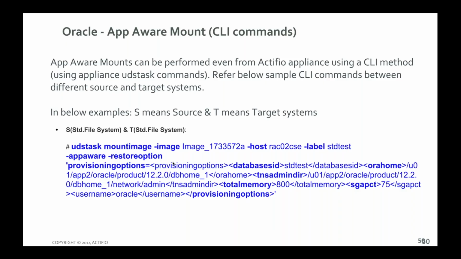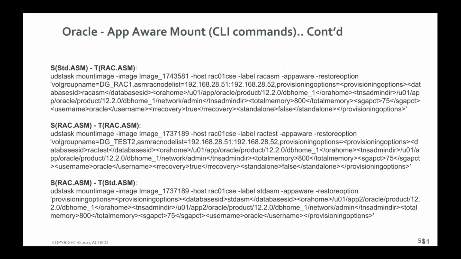On the next slide, you can see a couple more examples of how to create this app aware mount for different databases. Here S is nothing but source and T is nothing but target. Your source is running on standard ASM, but you want to create an app aware mount copy on RAC ASM. You have multiple nodes, and you can see here in the CLI option ASM RAC node list, and we are providing it. And if you want to create a specific group name, you can give this group name. If you are not specifying, we will create a default name.